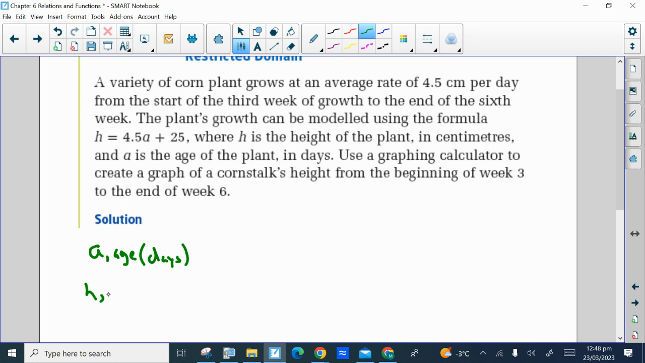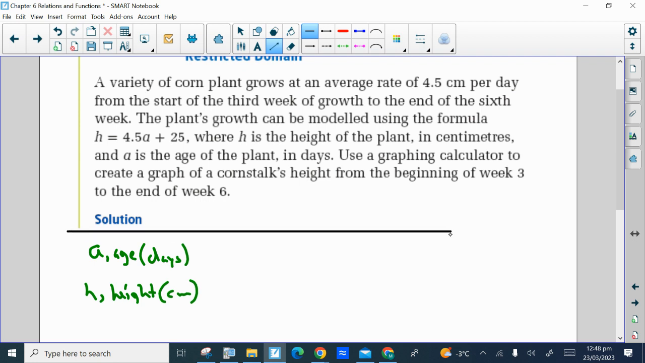And we'll get h, the height, and that is in centimeters. So we are going to start this table. So let's draw a box around here.